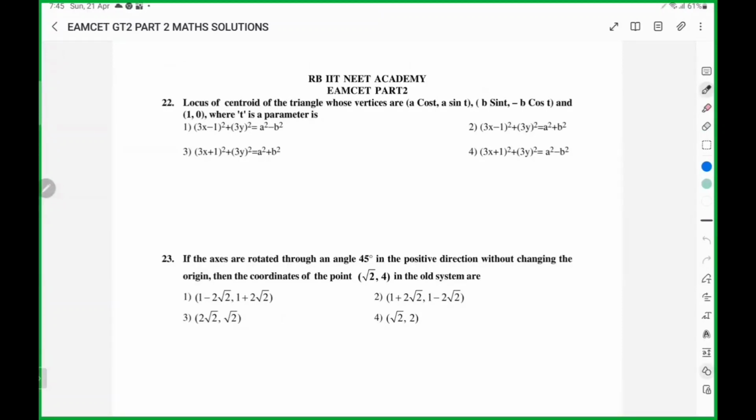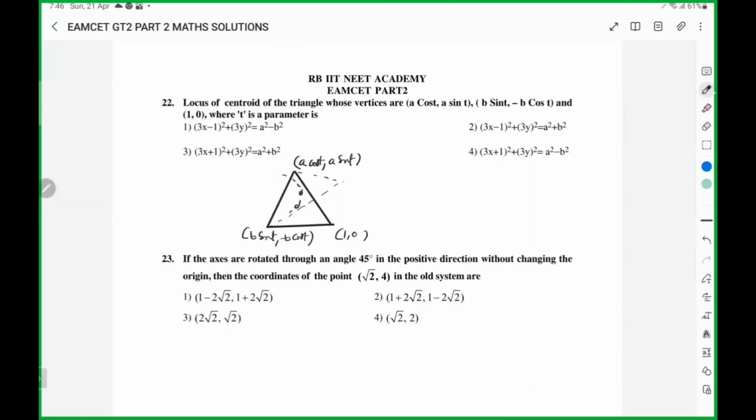So what is given for us in this problem is a cos t comma a sin t. Another point is b sin t, minus b cos t. The other point is 1 comma. So the centroid locus: as t changes, the triangle changes, and the centroid changes.